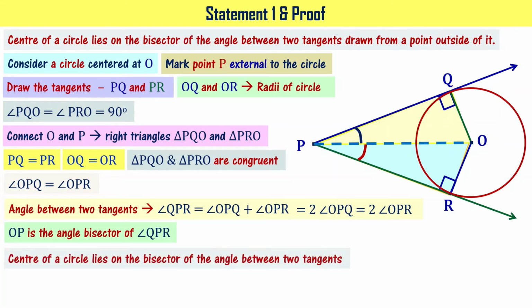So now we can say that center of a circle lies on the bisector of the angle between two tangents. Here, angle between two tangents is angle QPR. The bisector of it is line OP, right? Now the statement says that center of the circle, that is O, lies on the bisector OP, right? You understood this? Let's take a look at another statement and its proof.